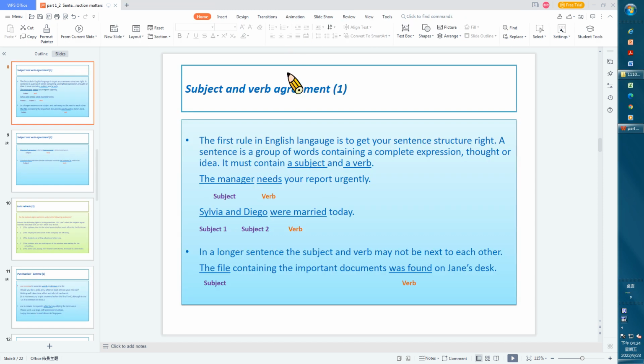Subject and verb agreement. The first rule in English language is to get your sentence structure right. A sentence is a group of words containing a complete expression, thought, or idea. It must contain a subject and a verb.